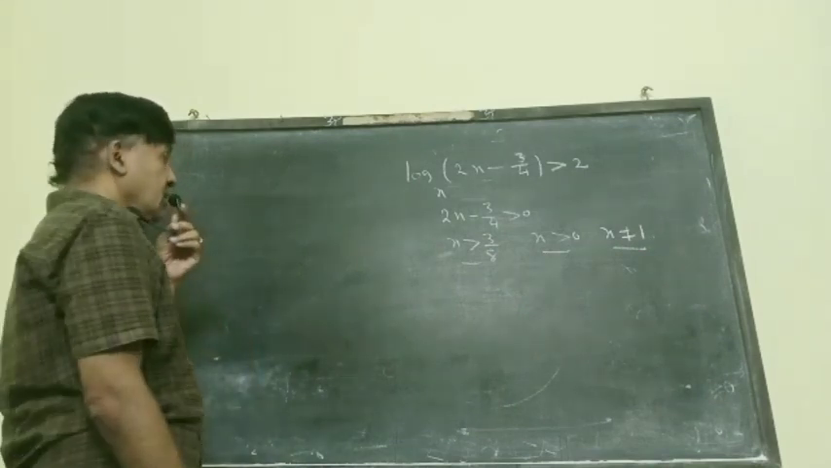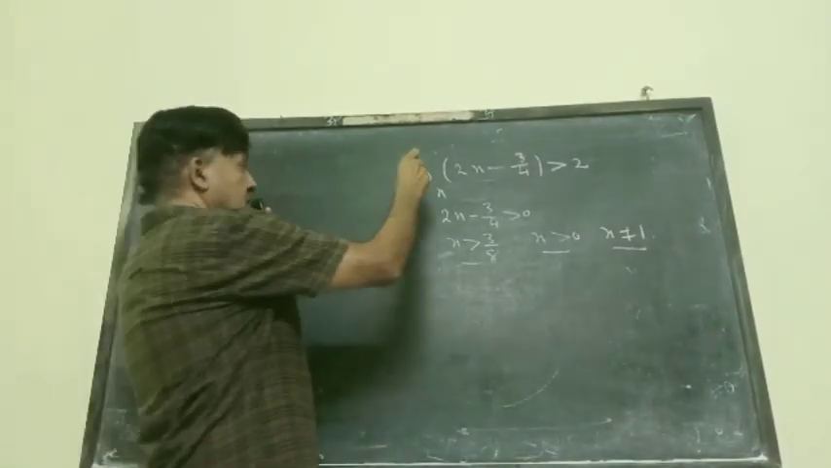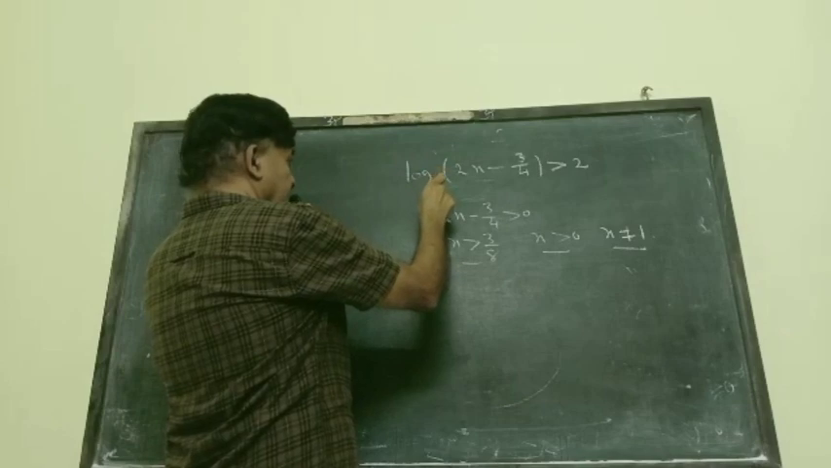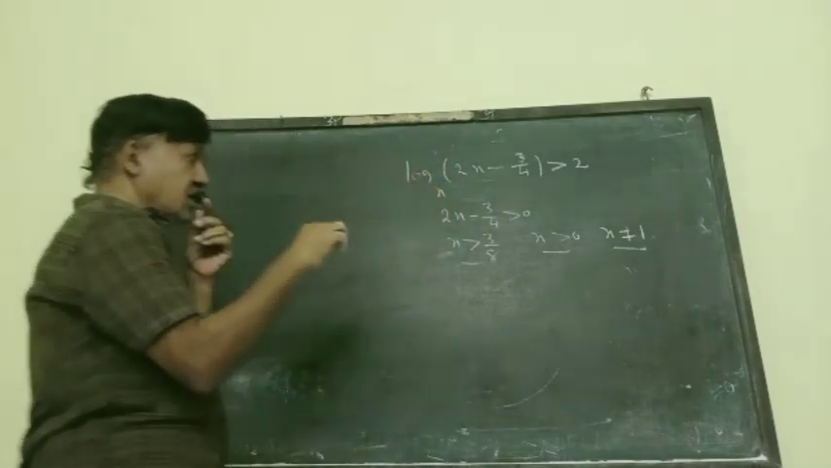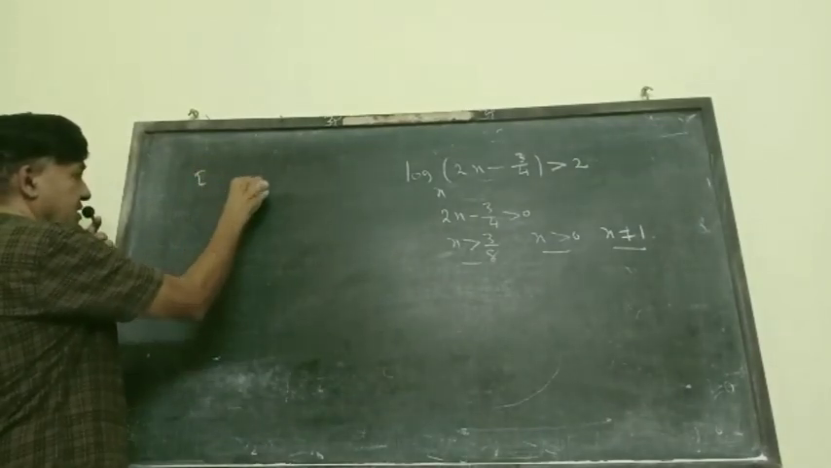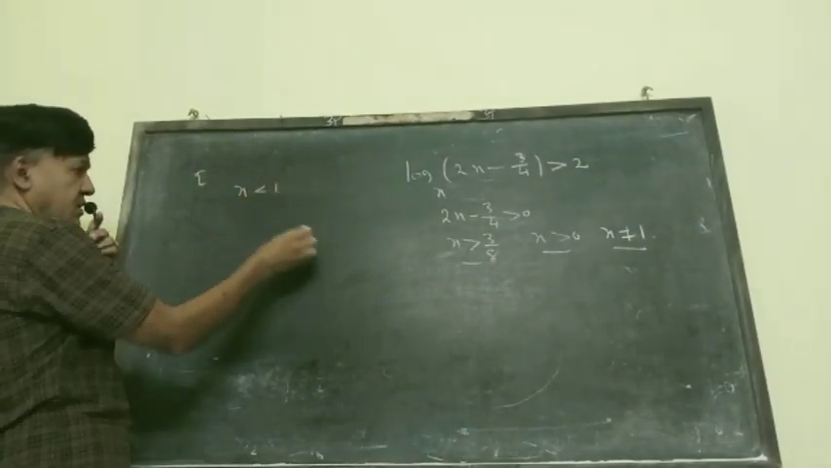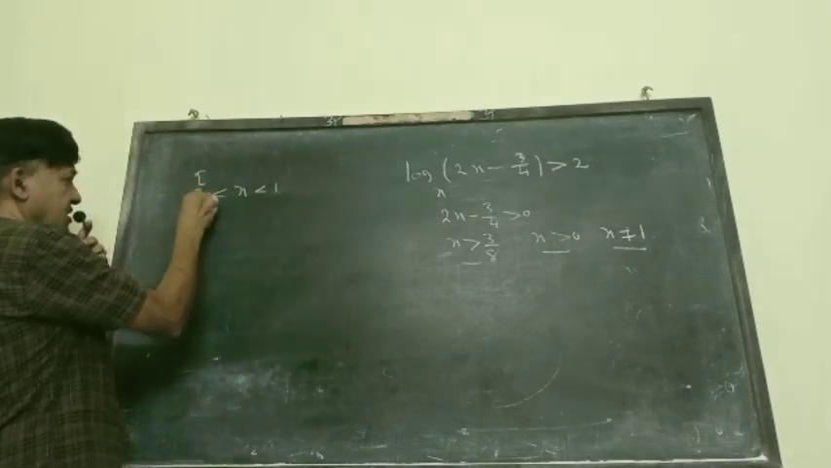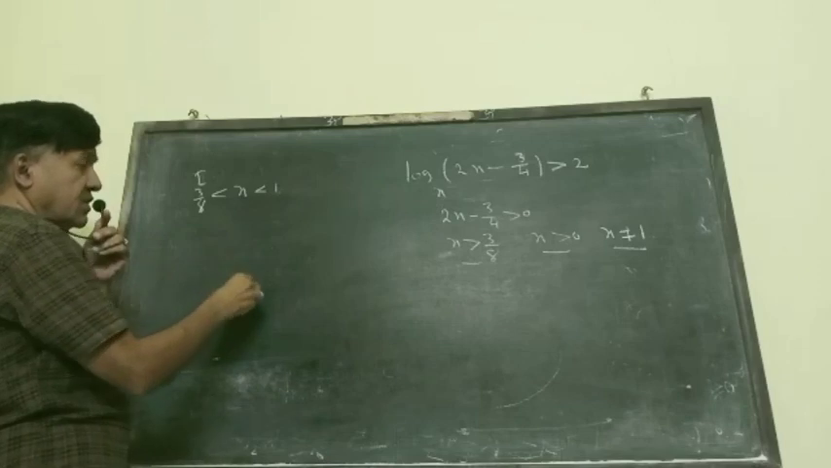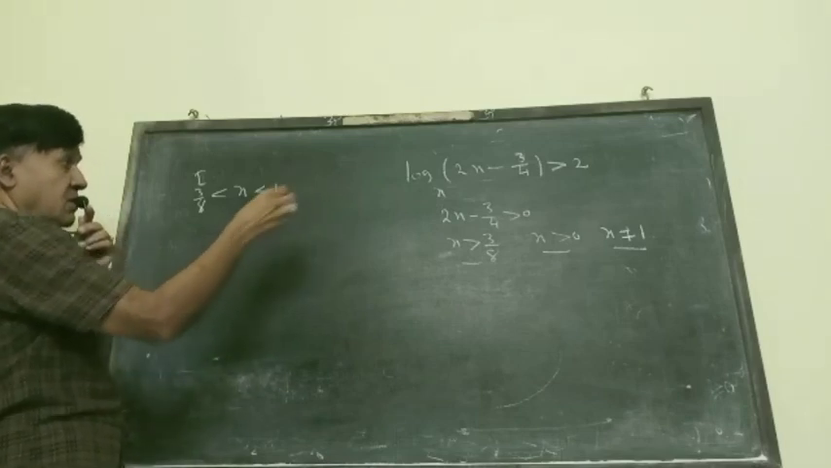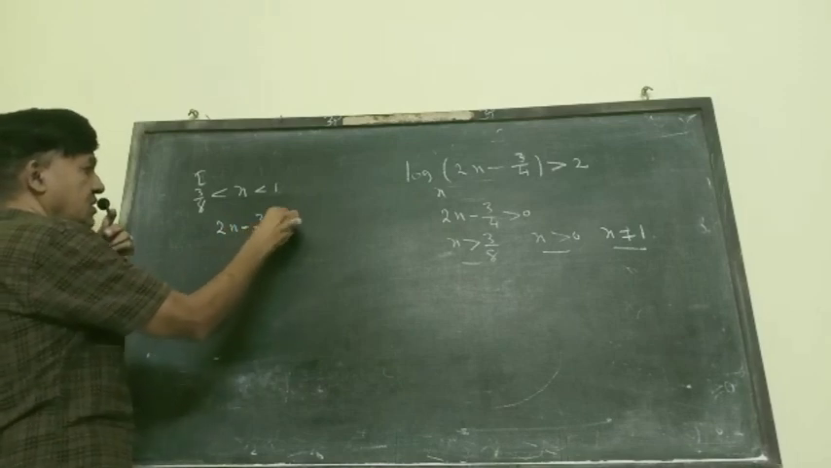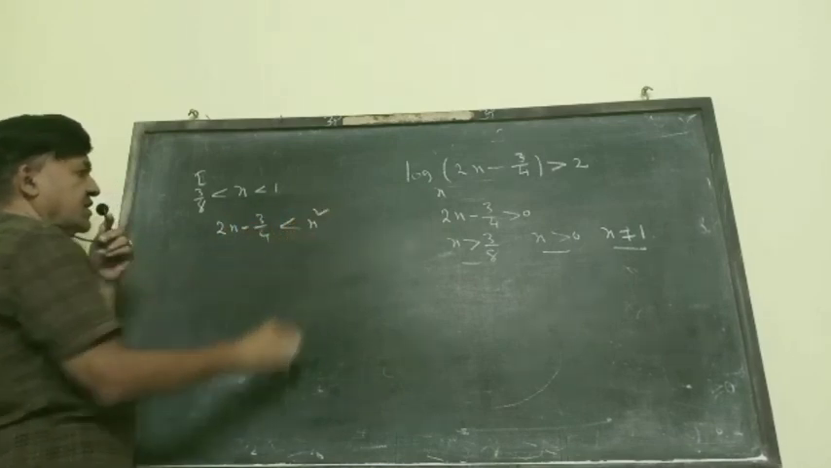Right? Now, if you want to remove the log, you should concentrate on the base. Base is a variable, so you should consider two cases. The first case is x less than 1 and of course greater than 3/8. x greater than 3/8, x less than 1. If you remove log, the inequality will reverse. So 2x - 3/4 less than x square.